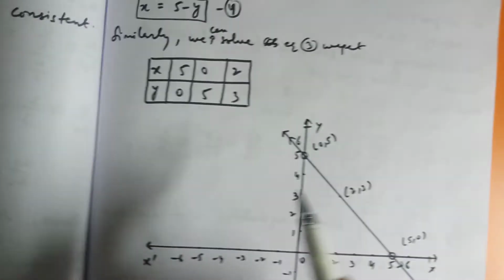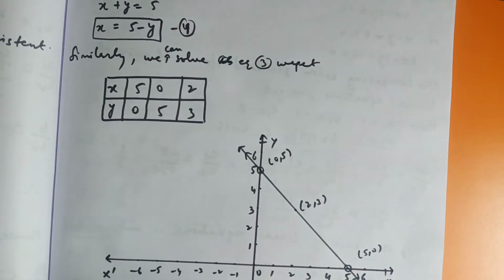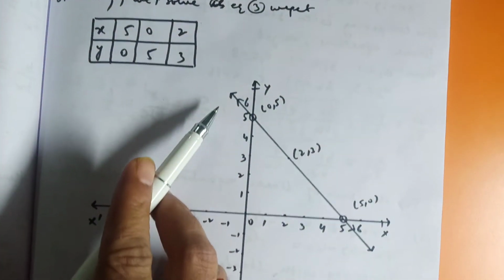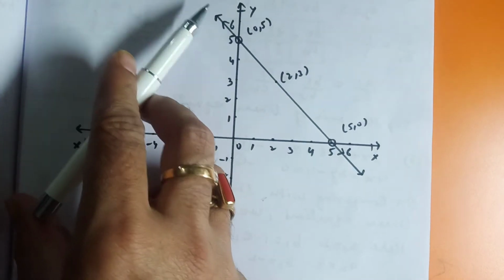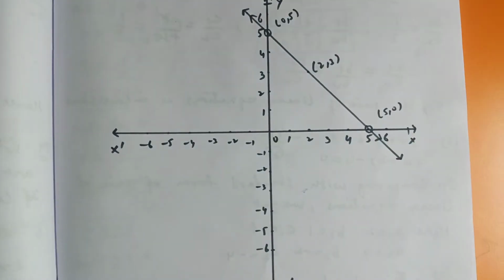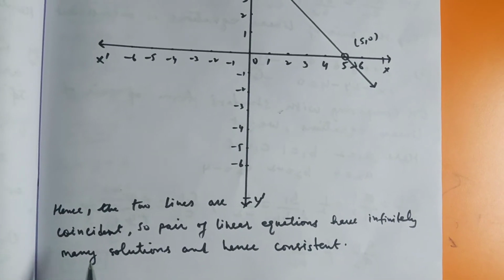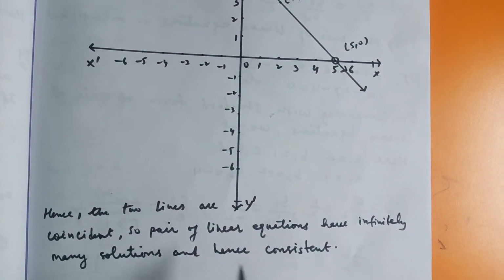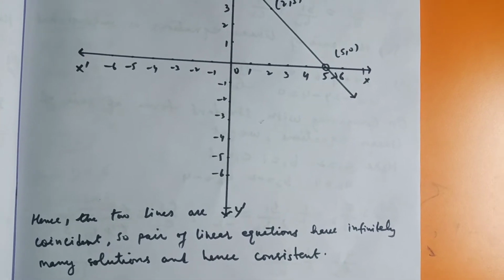Represent the coordinates of equation 3rd and 4th in the graph like this. Both the lines pass through the same points, hence the two lines are coincident. So the pair of linear equations has infinitely many solutions and hence is consistent.